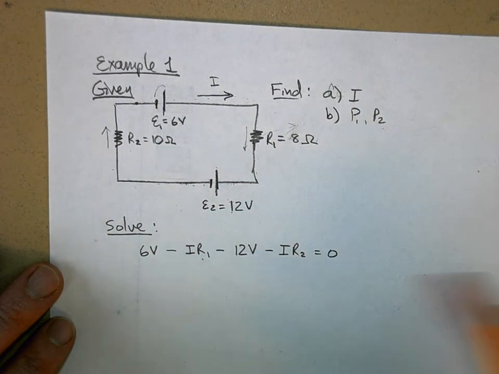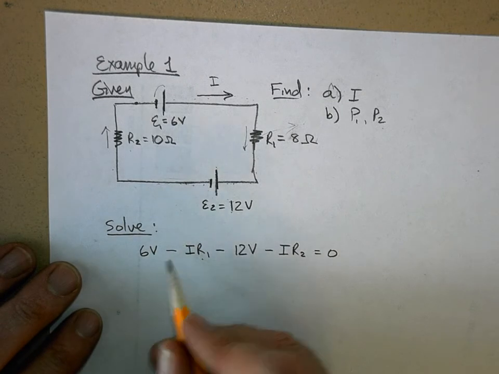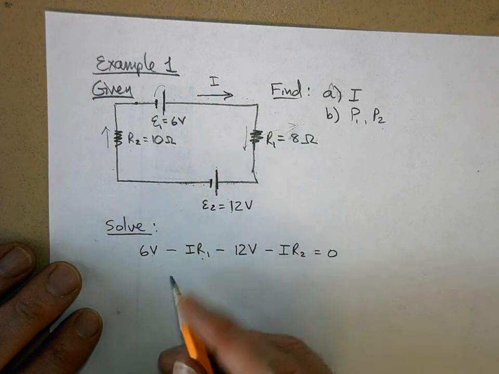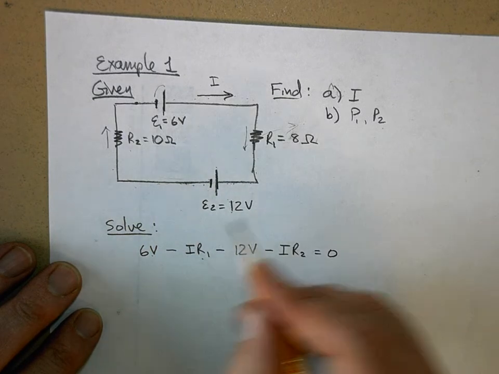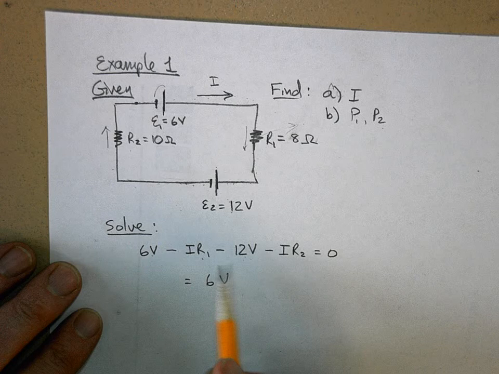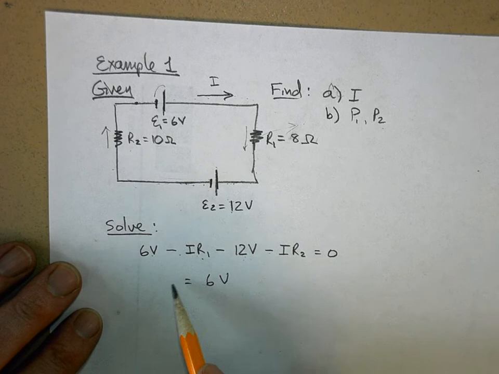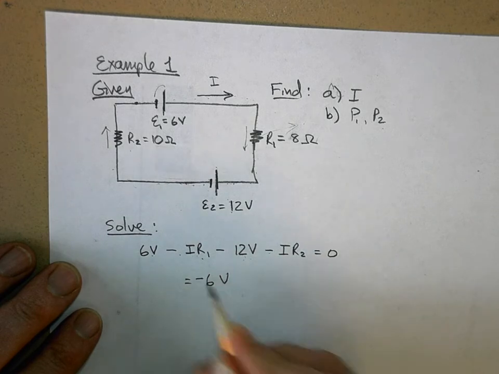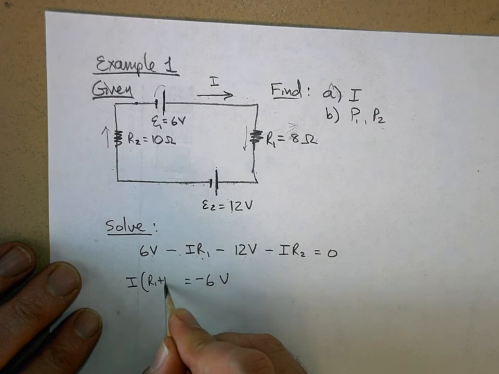So now let's solve for I. Let's see, 6 volts minus 12 volts is going to be negative 6 volts, and let's put it on the other side. So that's going to be 6 volts over here. And then on this side, I got negative I R1 minus I R2. So let's multiply both sides by negative, and I distribute the I out, and this becomes R1 plus R2.